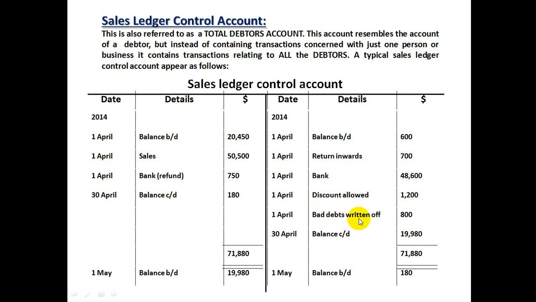If we are recording bad debts as a write-off, it means we will not be receiving these trade receivables anymore, so we will be crediting them. The balance carried down and the balance brought down for both the debit and credit side will be mentioned before these totals, and then we'll be totaling the account and ruling it off.